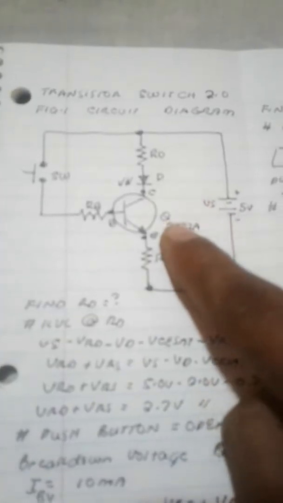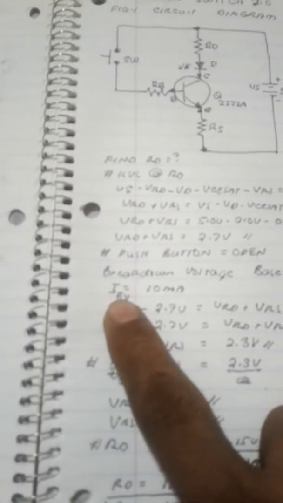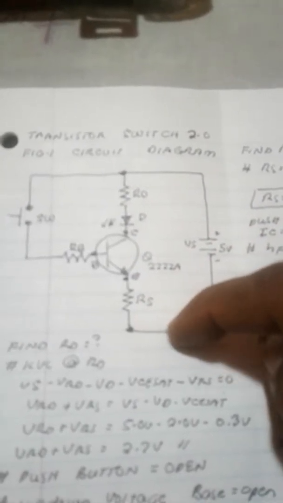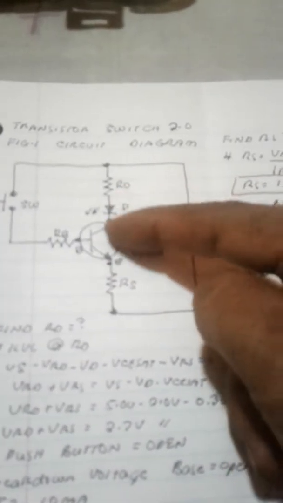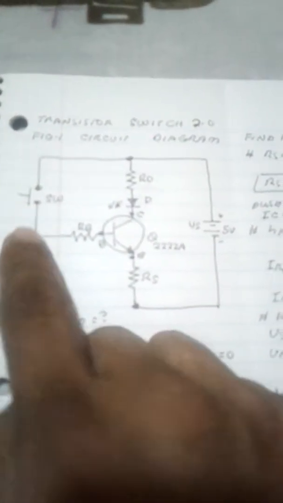As long as the push button is open, we've got a current flowing also here. There is a breakdown voltage, base is open, breakdown current, that is 10 milliampere. There is 10 milliampere flowing here when the push button is still open. That's the cause of the leakage current. We need to compute the values of the resistor to drop that leakage current when the push button is open.